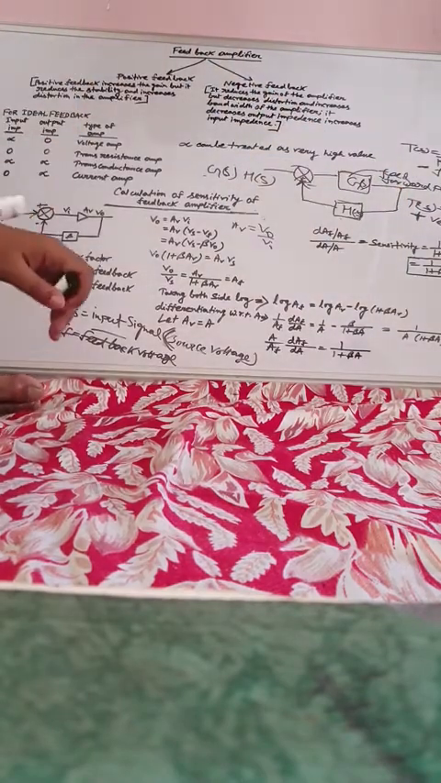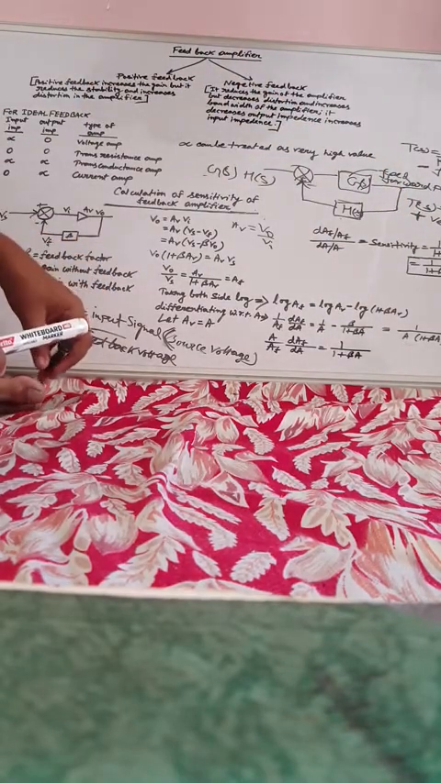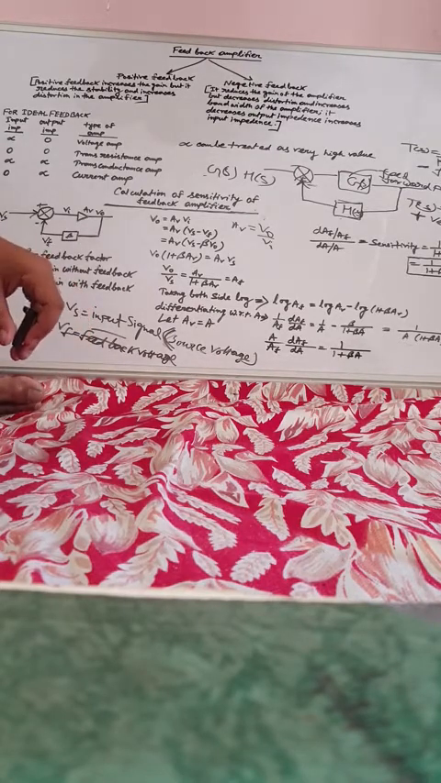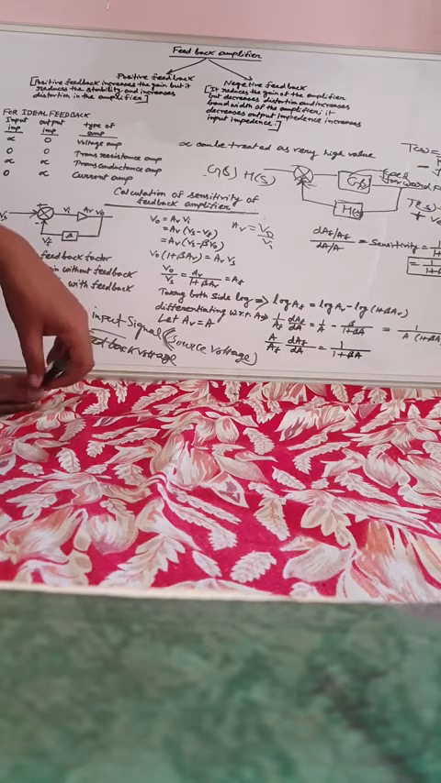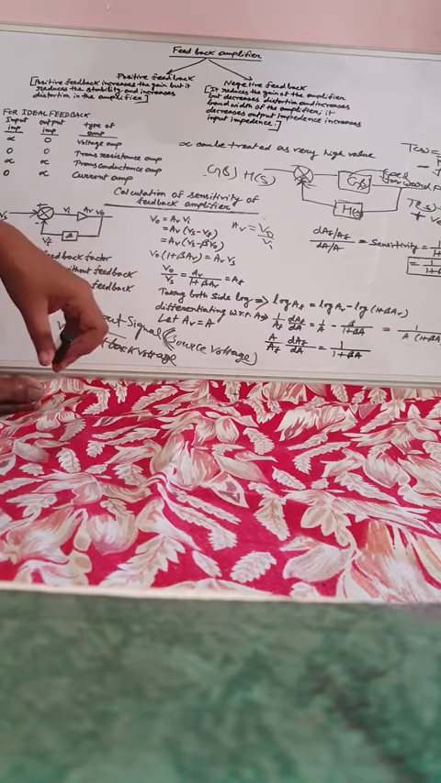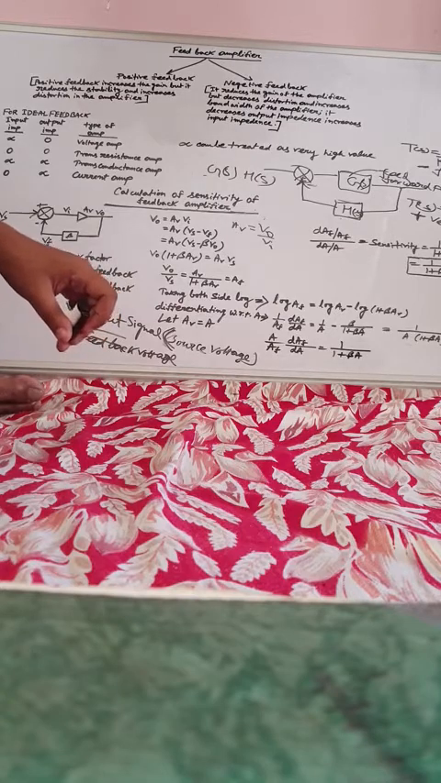Remember, positive feedback always increases the gain, but it reduces the stability and increases the distortion. These are the disadvantages of positive feedback. Negative feedback, on the other hand, reduces the gain, but it decreases the distortion and increases the bandwidth of the system. These are the advantages of negative feedback.